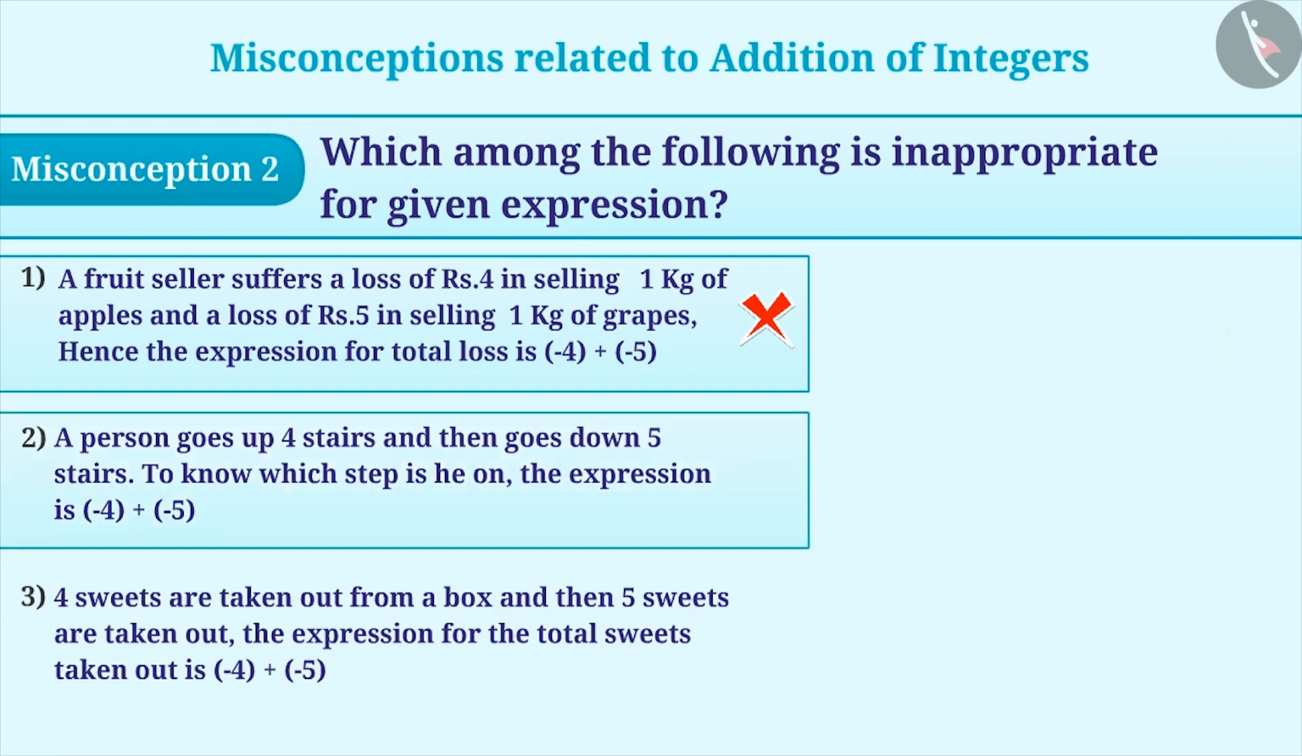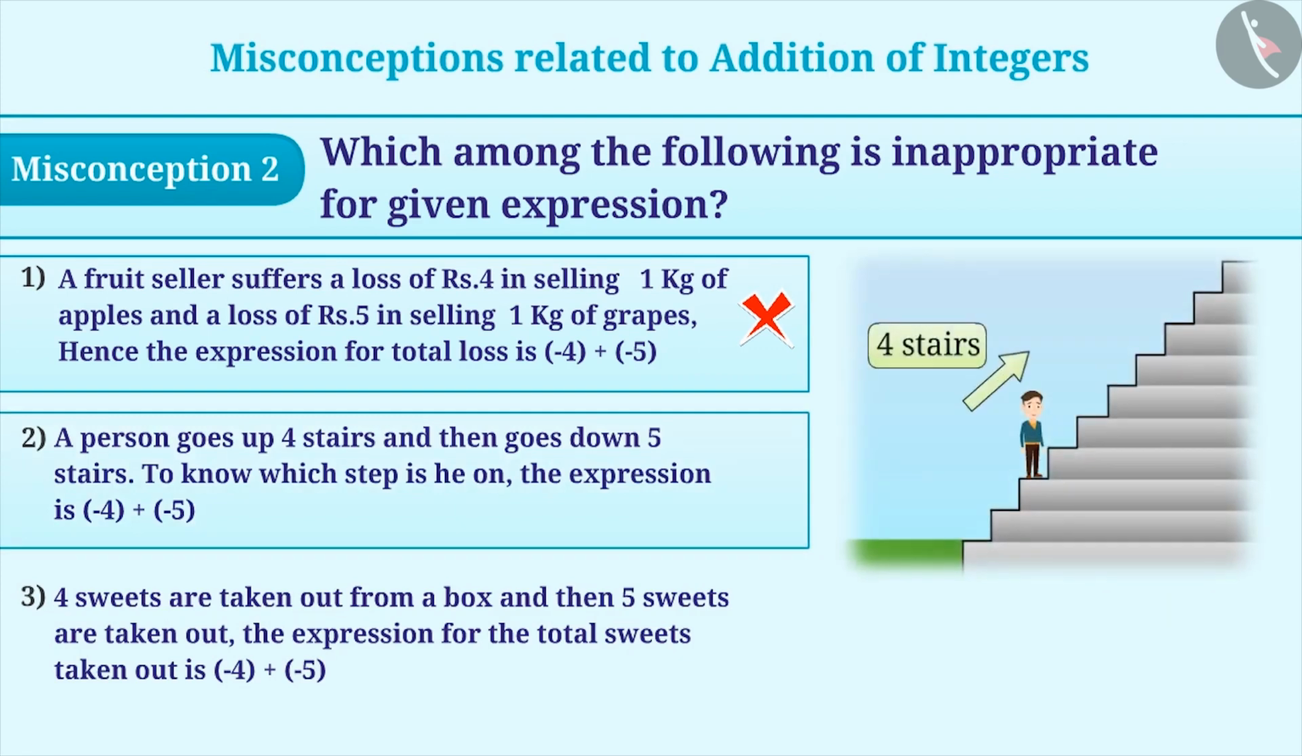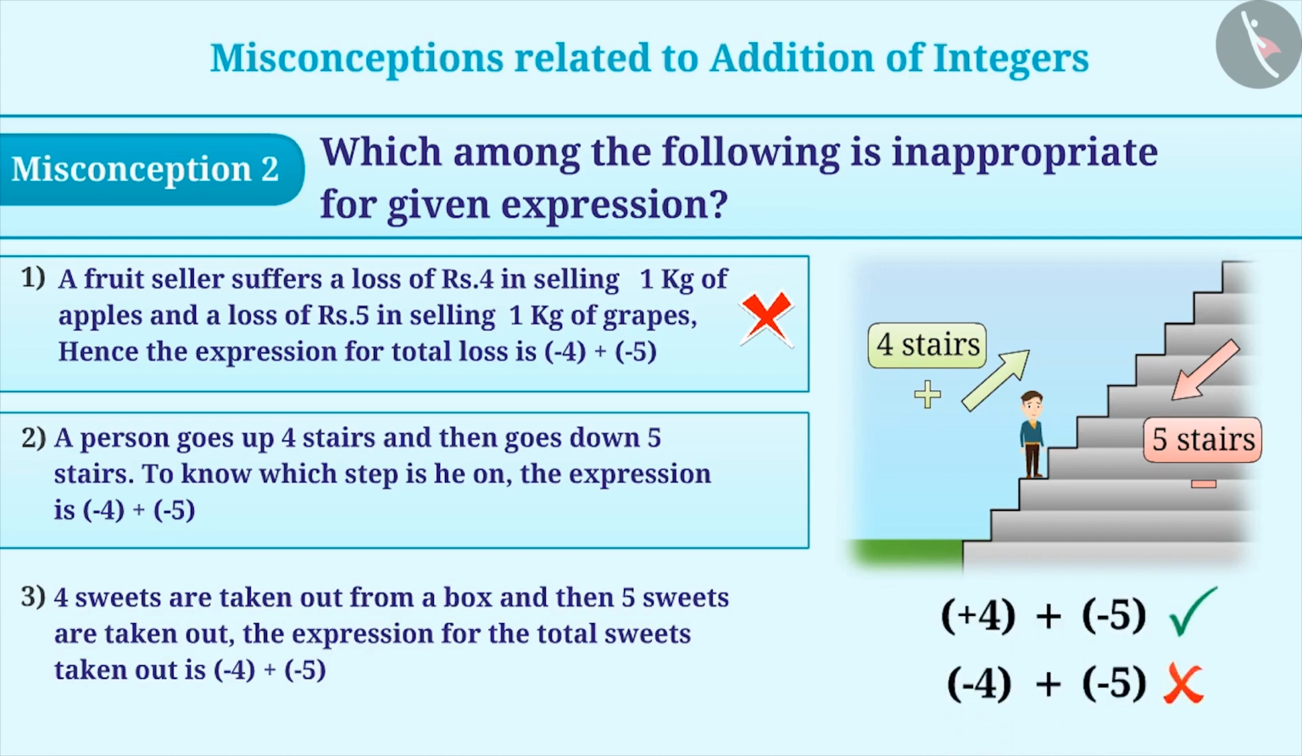The second statement shows that a person first goes up 4 stairs and then goes down 5 stairs. Here, we represent upward direction as plus sign and downward direction as minus sign. Therefore, to find his current position, use expression plus 4 plus minus 5 instead of minus 4 plus minus 5. Thus, statement 2 is incorrect for the given expression. This means option 2 is the correct answer to the given question.